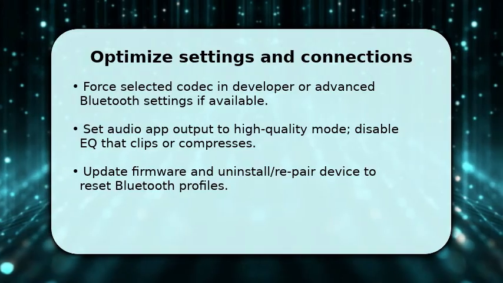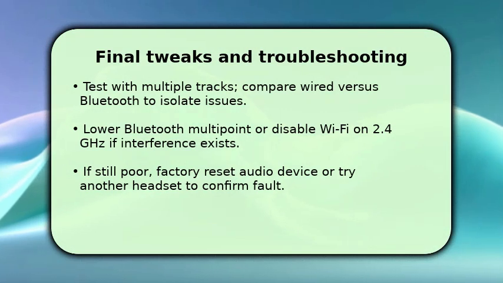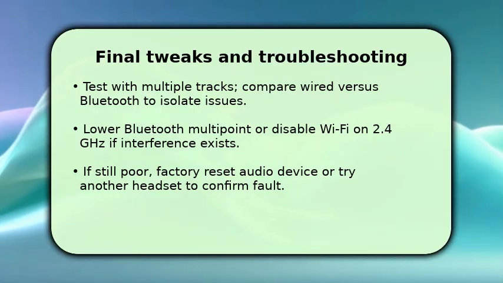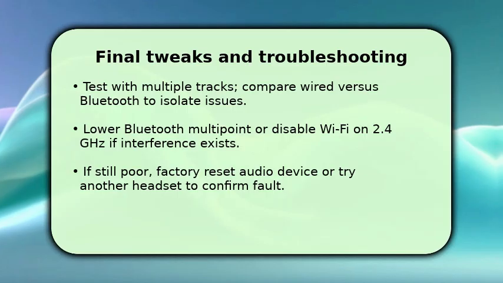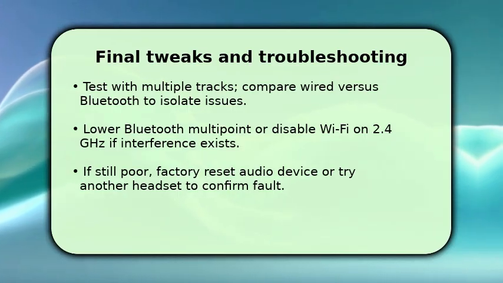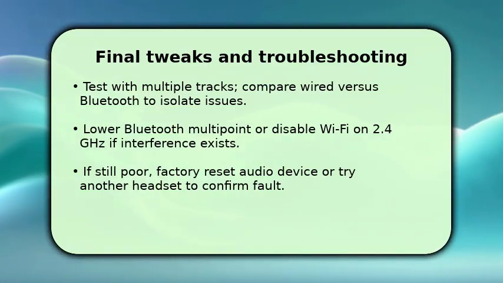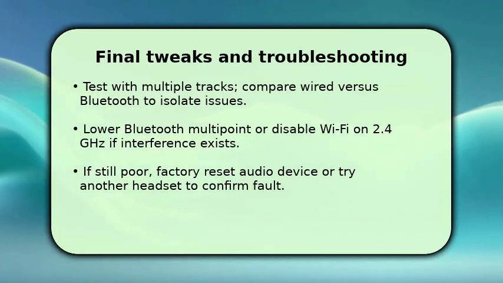Finish with final tweaks and a simple diagnostic. Play several tracks that you know well and compare the Bluetooth sound to a wired connection to isolate codec or hardware problems. If you hear dropouts or noise, reduce congestion, temporarily disable 2.4 GHz Wi-Fi or multi-point connections because they share spectrum and cause interference. Make sure to test after each change.